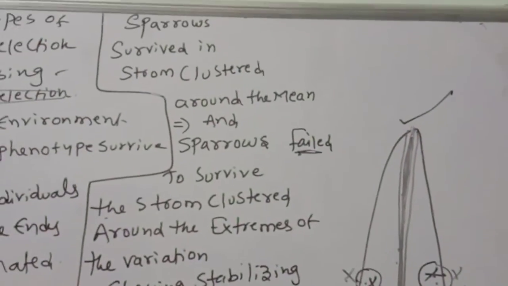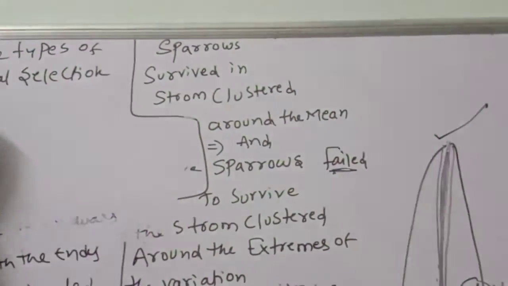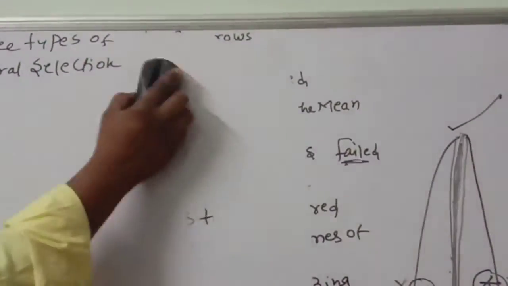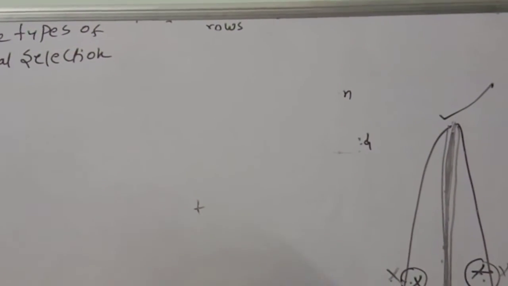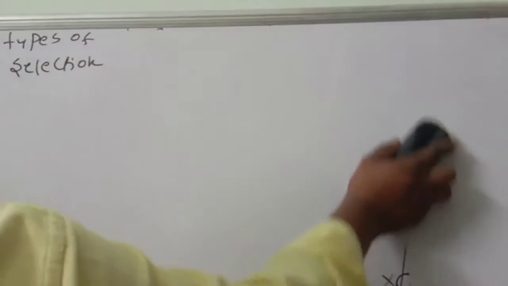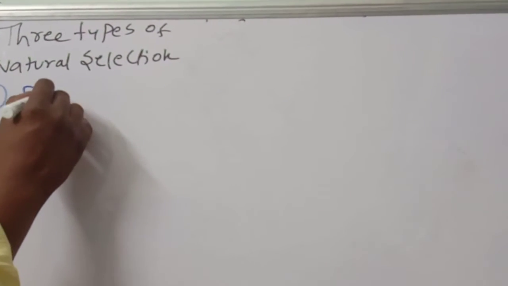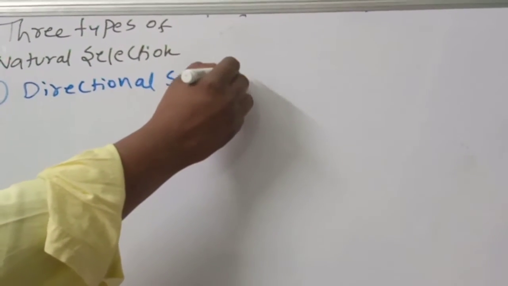So next, one more selection is there, that is called directional selection. That point you should remember. What is directional selection? Children, observe very carefully. I am giving one more type of natural selection we are discussing. The second one is directional selection. What is this directional selection?